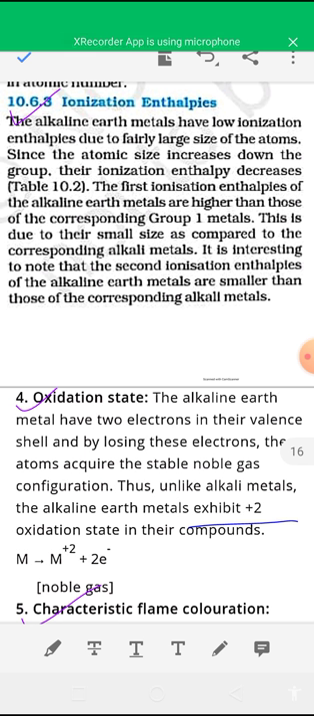The first ionization enthalpy of alkaline earth metals is higher than that of the corresponding group 1 metals. That is, the first ionization energy or enthalpy of alkaline earth metals is higher than the first ionization enthalpy of alkali metals, group 1 elements. And this is due to their small size as compared to the corresponding alkali metals.